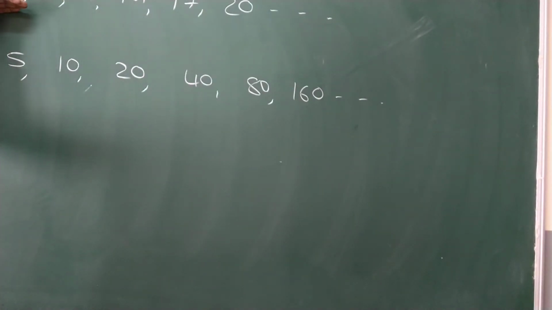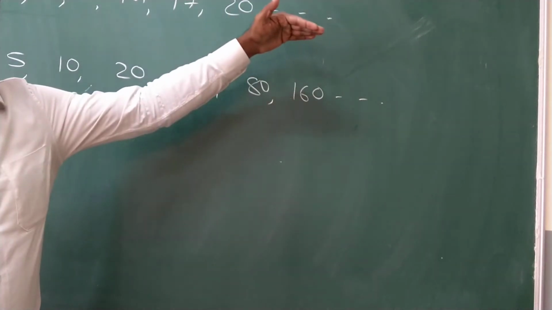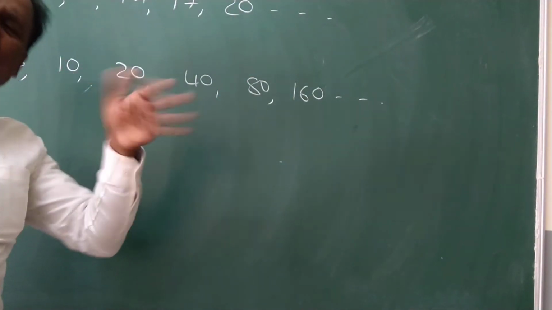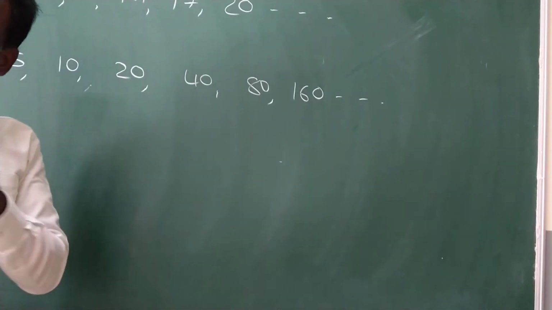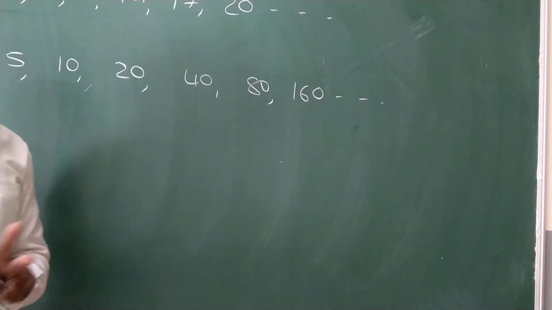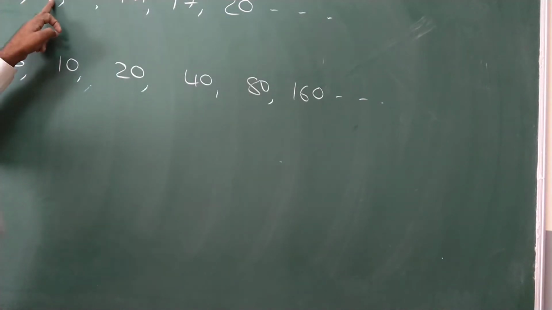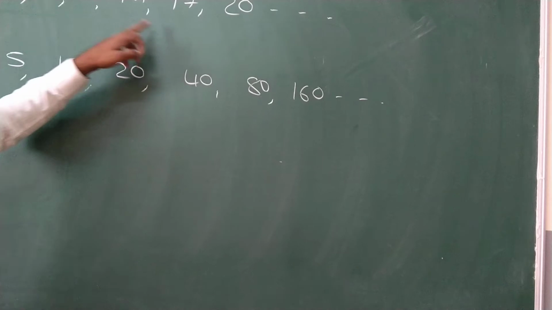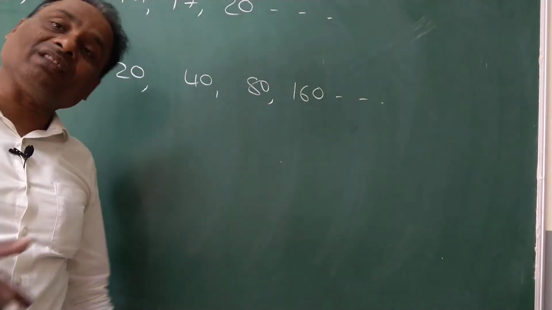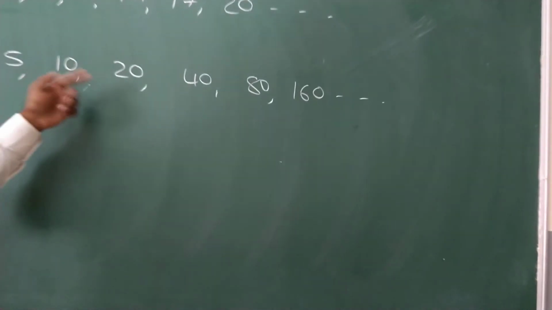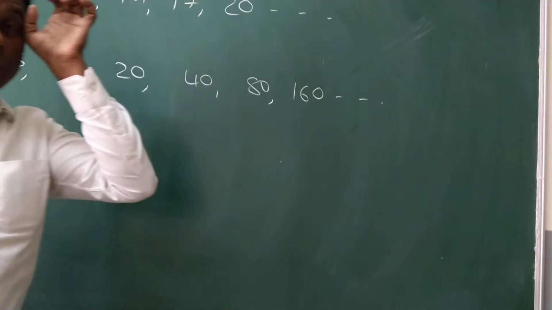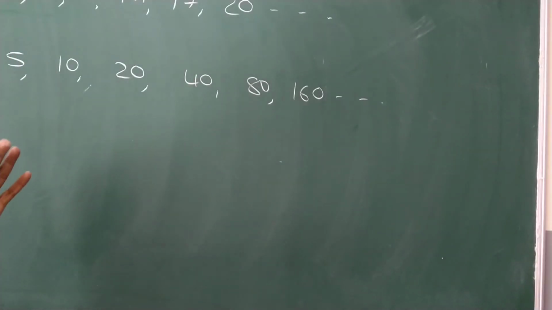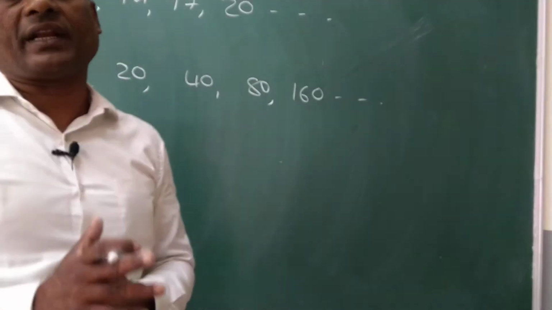called progression. The numbers which are formed according to any rule, depending on the rule, we have different names. In our textbook, we have 2 names. If the numbers are formed by adding something, this is called arithmetic progression. That definition I will give. If numbers are formed according to multiplication, this type of series is called geometric progression. So we have only 2 types in our chapter: arithmetic progression and geometric progression.